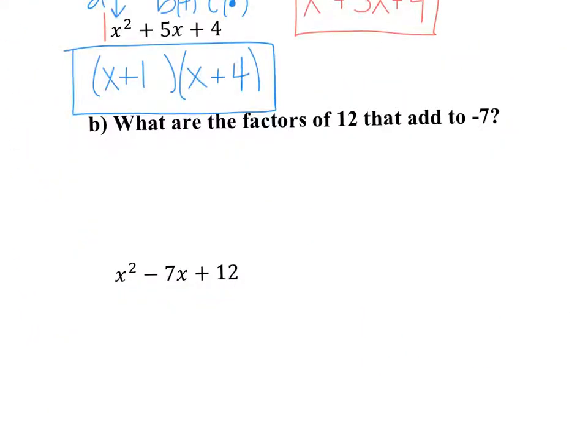Okay, so I need the factors of 12 now. So what are my factors of 12? Lennon, what are my factors of 12? -4, -3. Okay, -4, -3.